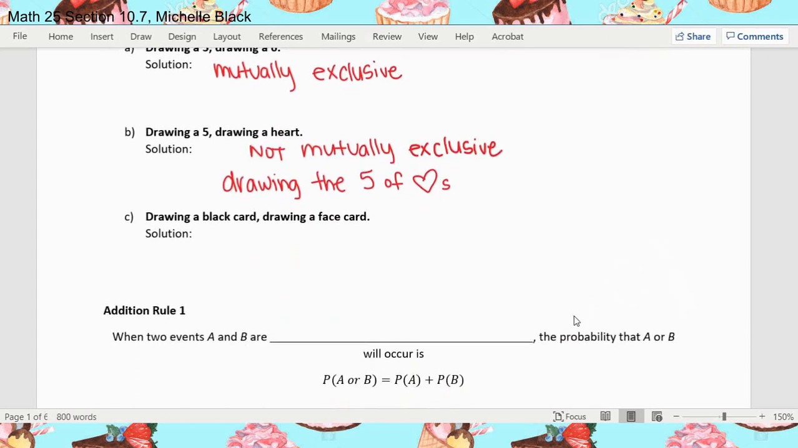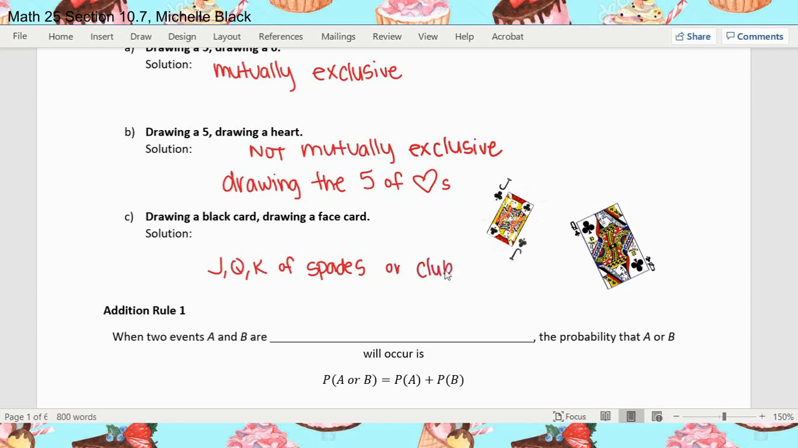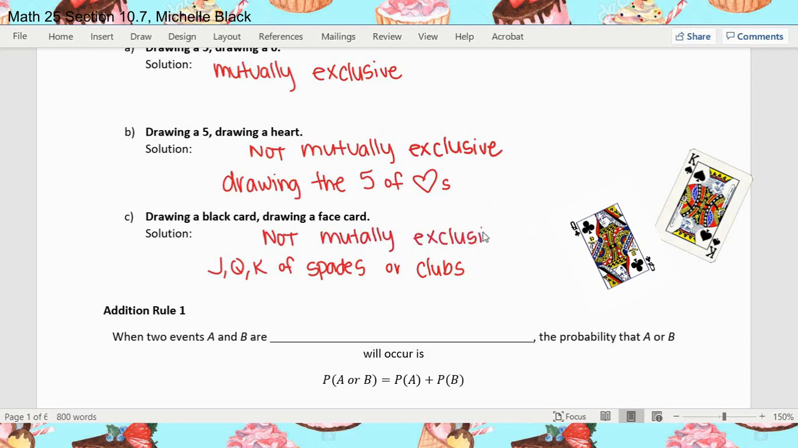Part C, drawing a black card, drawing a face card. Well, you can draw the Jack, Queen, or King of spades, or the Jack, Queen, or King of clubs. And that would be both a black card and a face card. So again, this is not mutually exclusive. In other words, these things can happen at the same time.